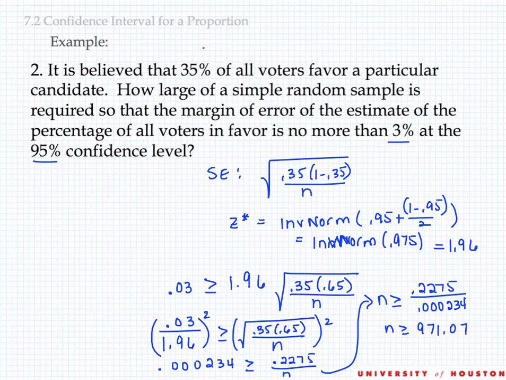So n has to be greater than or equal to 971.07. Now we can't sample 971.07. And n has to be greater than this value. So my next integer, since n is greater than, my smallest value for n would have to be 972. Always round up because we're looking for the n that's greater than or equal to this value.